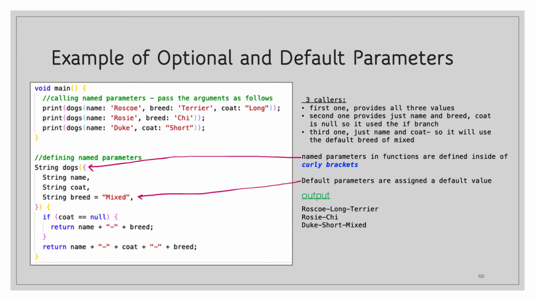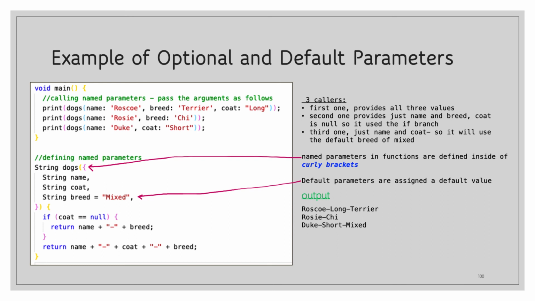So we have a function called dogs. It returns the type of string. So we have string name, string coat, and then string breed equals mixed. So right away we know we have 2 named parameters, name and coat, and then we have breed, which is a default parameter, and it's defined the default value of mixed. So this is all about dogs.